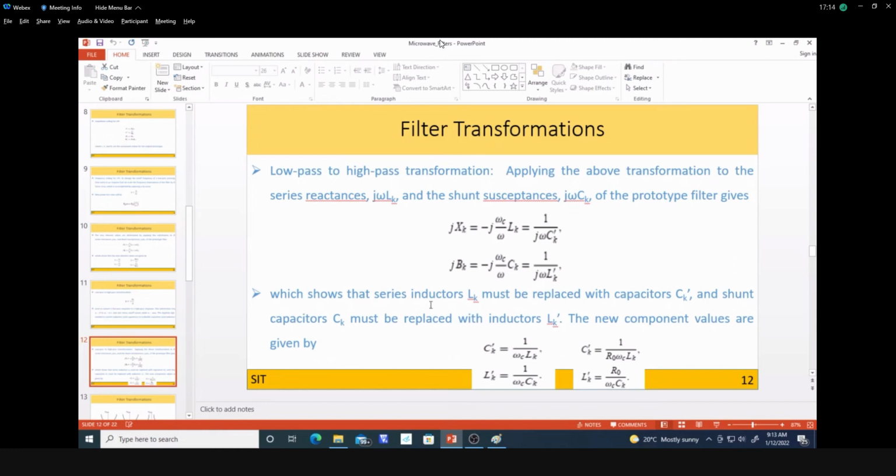Now you can see the series inductor can be replaced with the capacitor, or the capacitor can be replaced with the inductor. So if we have a shunt capacitor and I want to put an inductor in place of the shunt capacitor, this is the transformation we need to do. The shunt capacitor ck can be replaced with the inductor lk.